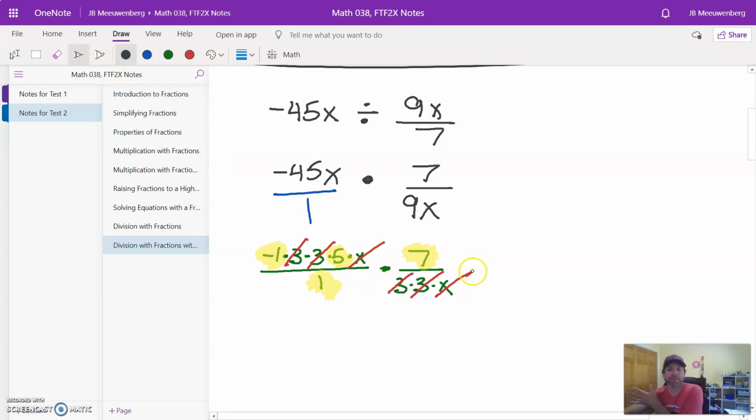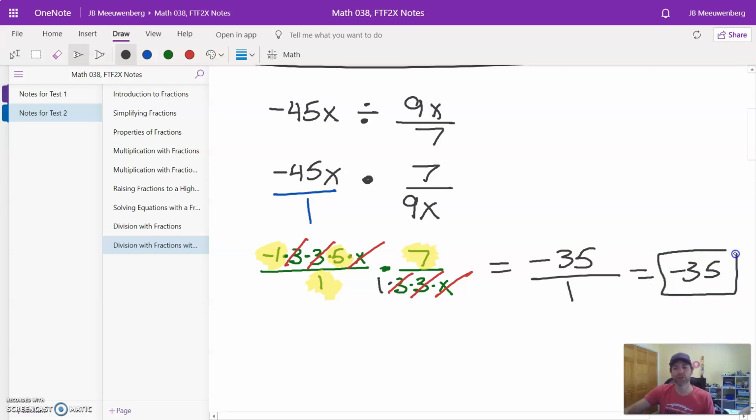So when we multiply everything across, we get negative 1 times 5 times 7, which is negative 35 over 1 times, remember there would be a 1 left down here. Negative 35 over 1 is equal to negative 35. So that's cool. We don't even have any variables left.